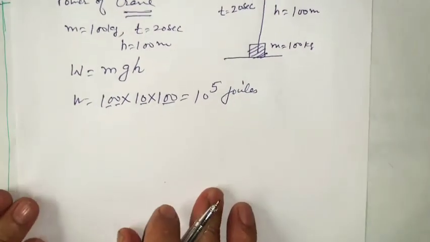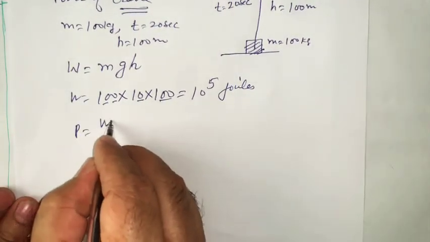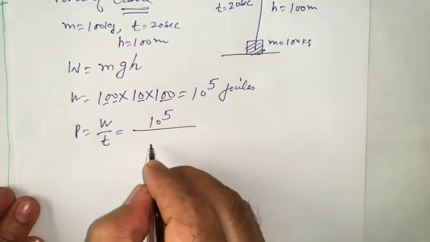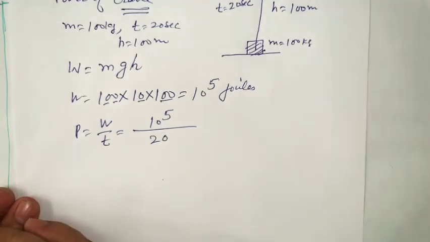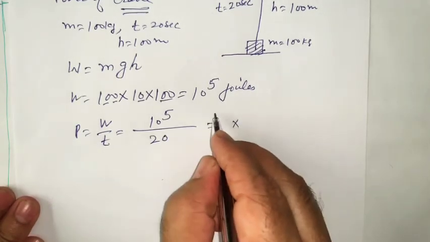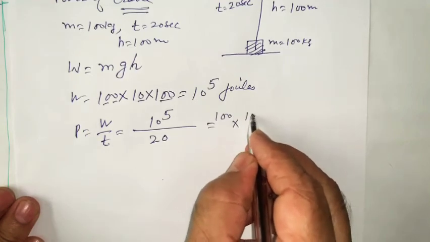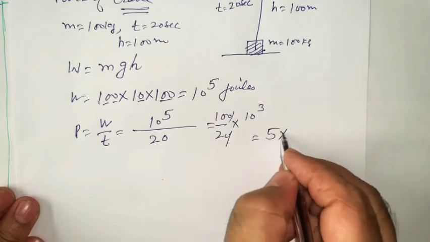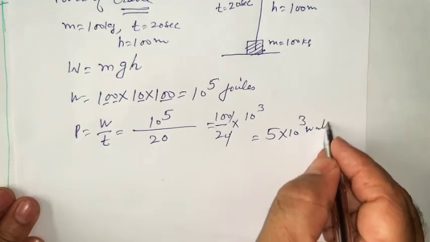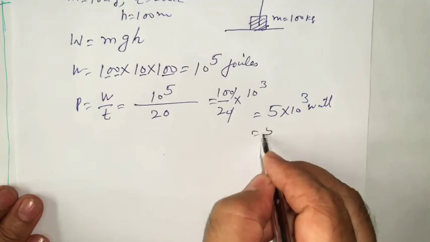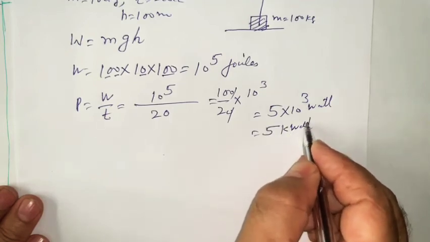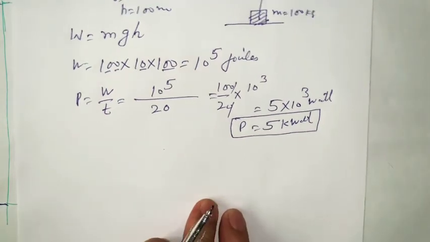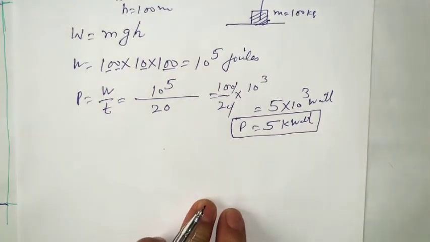Now, what is the power? You know, power is equal to work upon time. Work is 10 power 5. Time is say 20 seconds. So what is your answer? You make it 100 into 10 power 3 divided by 20. You get 5 into 10 power 3 watt. You can write it 5 kilowatt. That is the power. Clear? You have to find out the power this way.